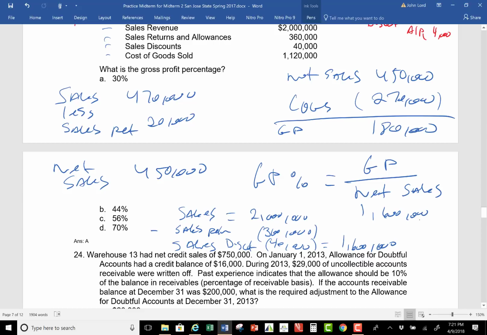Now we just need our gross profit. So we take 1,600,000 of net sales and we subtract what off of that? Cost of goods sold. Cost of goods sold is 1,120,000 equals, I'm waiting, 480,000. Okay, so 480,000 divided by 1,600,000 right there, my gross profit percentage should be what, 30%?